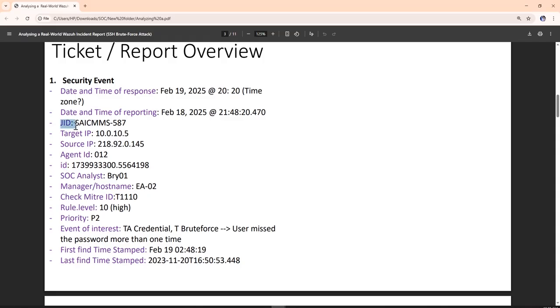So the Jira ID, like I said, Jira is a software, a reporting tool. So it has a number tag also to it.